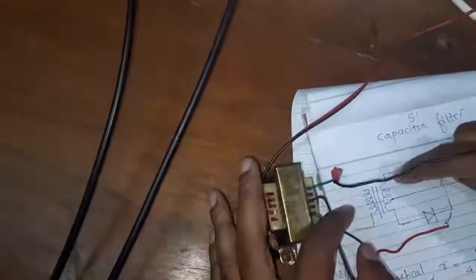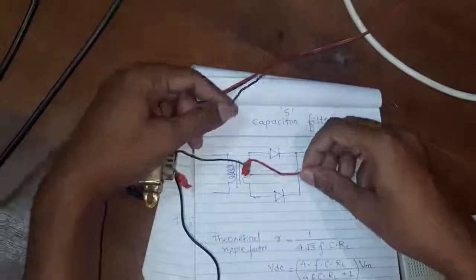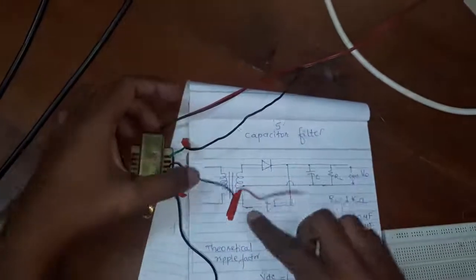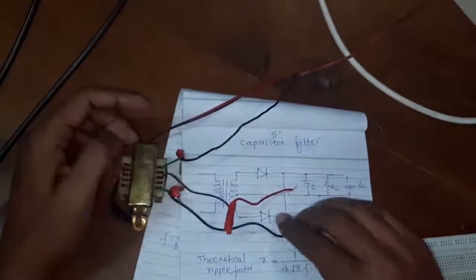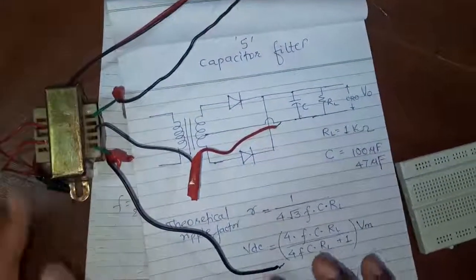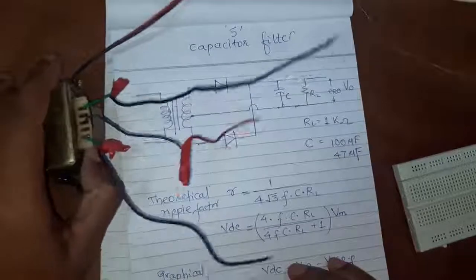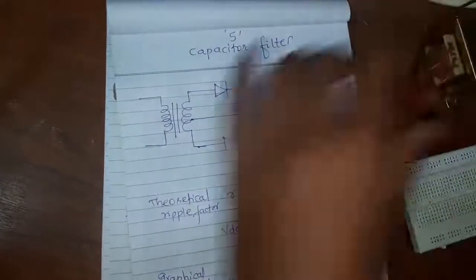So if I keep it over here, this wire is nothing but this wire, this wire is nothing but this wire, and the last wire is nothing but this wire. So we have understood how a transformer looks and how to use it. Now we have to take a transformer.